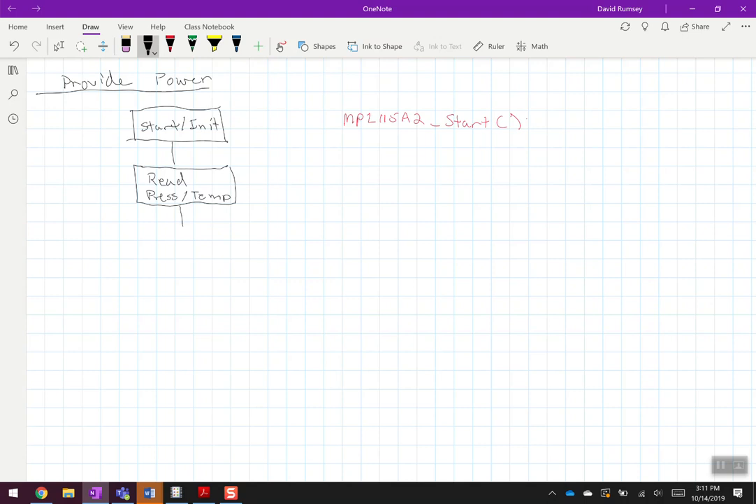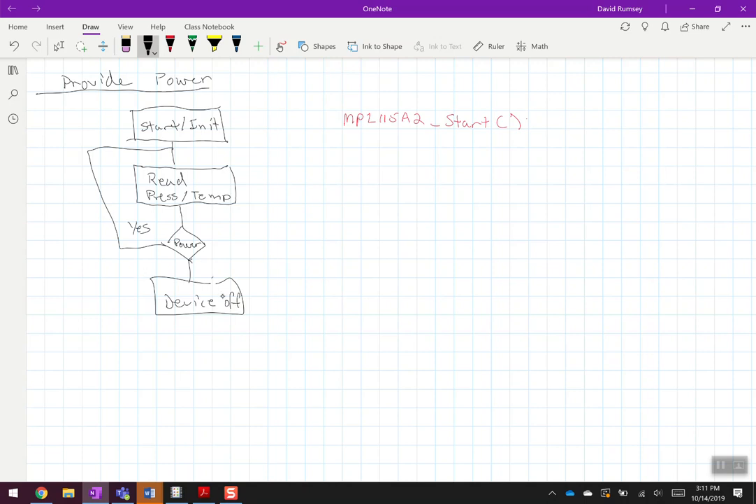And then there's basically, this isn't really a decision tree that we'll have to make. Power, basically: if we still have power, then we go back and continue reading pressure and temperature. And if not, device off.